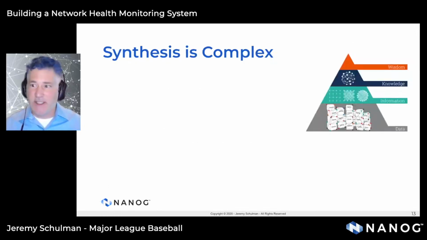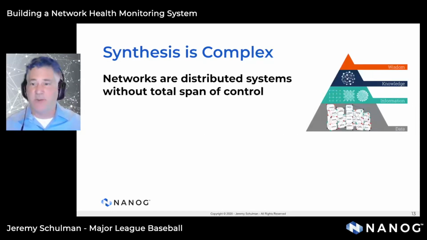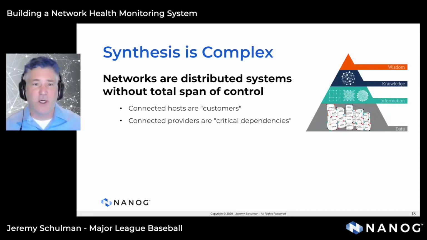And then generally speaking, the synthesis problem is very complex. This is because networks are distributed systems and we don't have a total span of control. As an operator of a network, there are devices in our network we don't control, like the connected hosts. Those could be our customers or our users, for example. We might be connecting to service providers, and they offer themselves as critical dependencies to our network. So if that interface to a service provider goes down, or if we have issues with service provider networks, understanding the health of those systems is hard because we don't control them. We can only see the effect from our side of the link, so to speak.